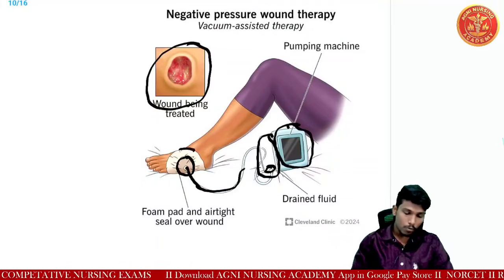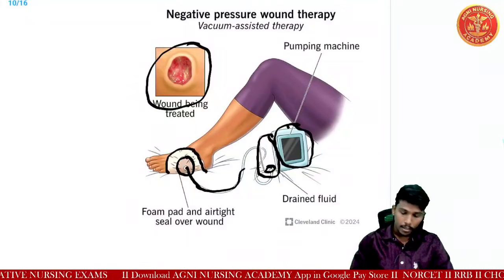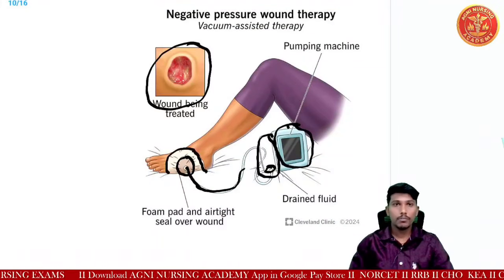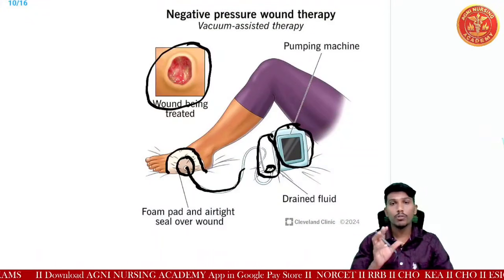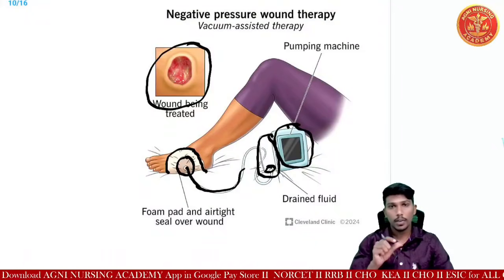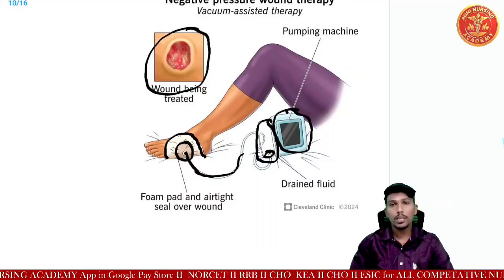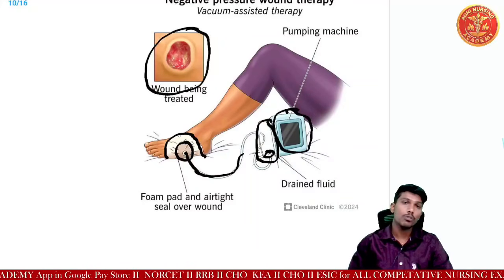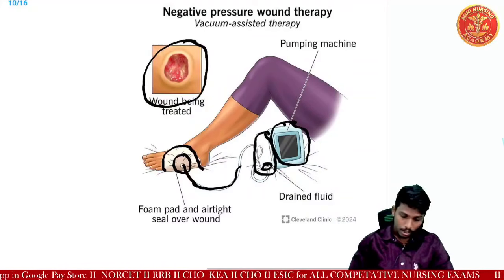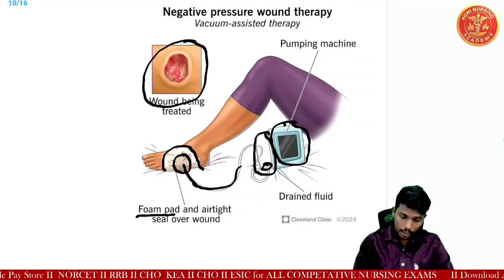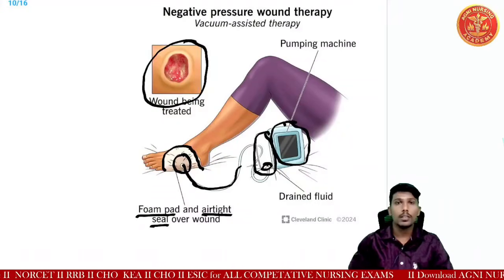Then here one more dressing is there, that is the airtight seal. We have to seal the air and create the vacuum inside the wound. That is effective because you are creating a vacuum, which means there should not be any air leak. Then you can see the foam pad and the airtight seal here.